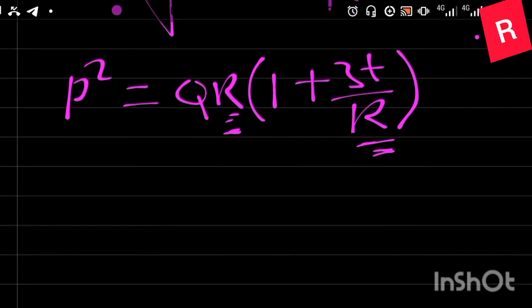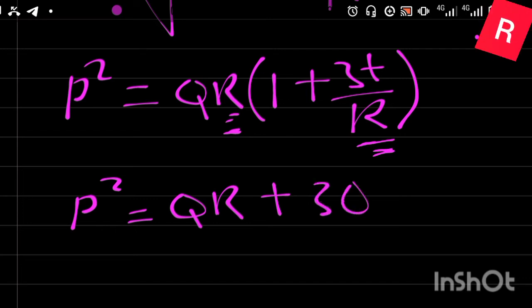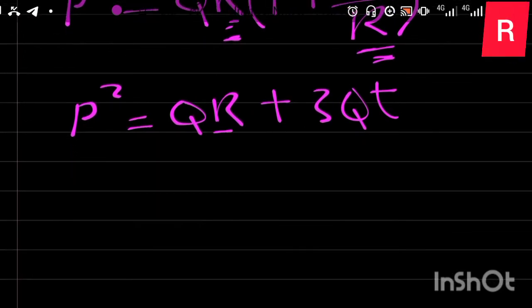You'd have no option. Therefore, I have P square is equal to QR times 1 is QR plus QR times 3t over R. I'm going to have 3QT because the R will cancel the R. So I have something like this. Now this is the only R I have in this expression. All I have to do, I will take the whole of this to the other side of the equation. And don't forget your rule of whenever you take a term across the equality sign, the sign of that term will change. Therefore, I have QR is equal to P square minus 3QT.